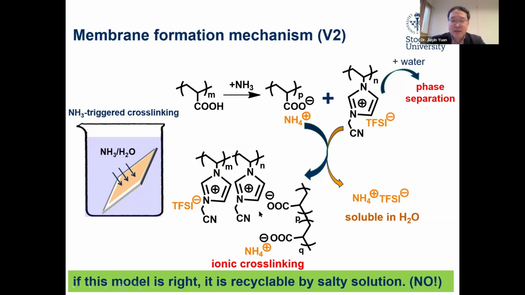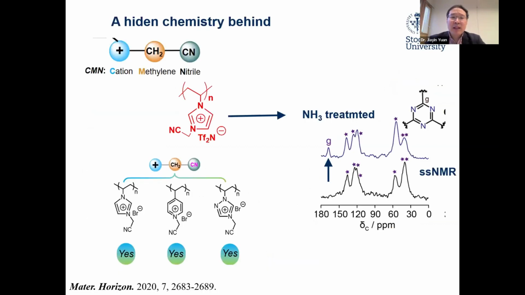This was quite surprising, right? Apparently, we have not understood the porous membrane in full. Later, what we discovered is a hidden chemistry behind.